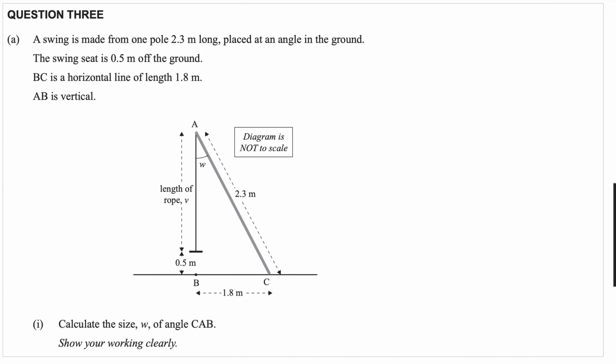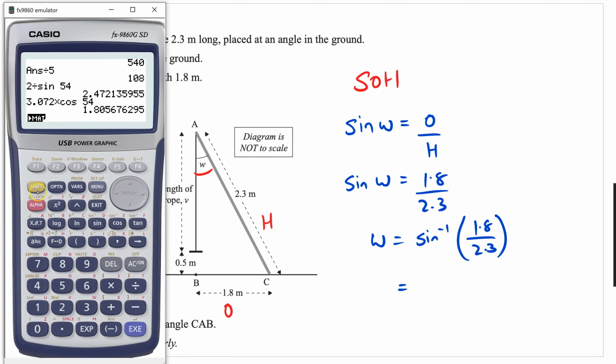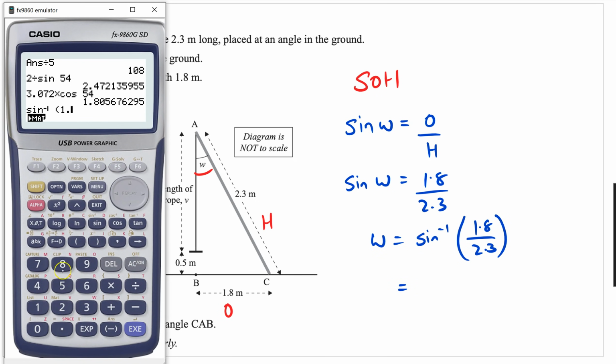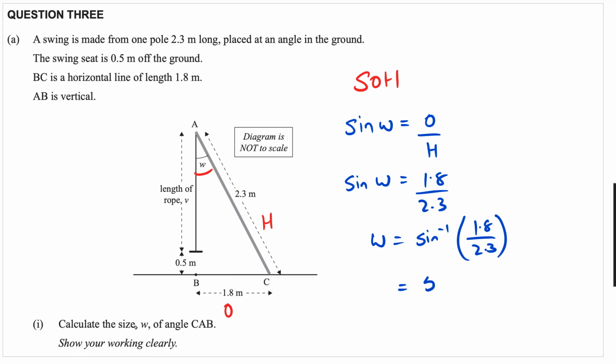All right, question 1 here, folks. What we've been asked to do is calculate W, which is right there, and that's it. Cool, so we're just going to use opposite hypotenuse. So it's going to be sine rule. And we've got sine of W equals opposite over hypotenuse. Sine of W equals 1.8 over 2.3. And W is equal to inverse sine of 1.8 over 2.3. Shift sine of 1.8 divided by 2.3. And you got 51.5 degrees.